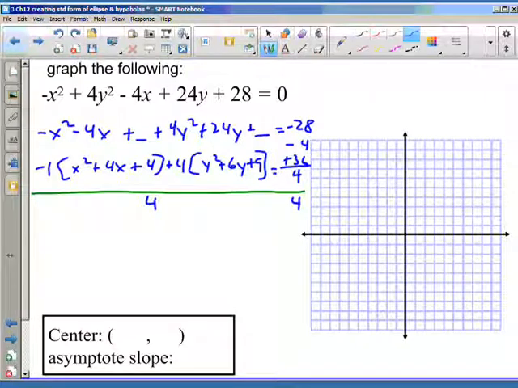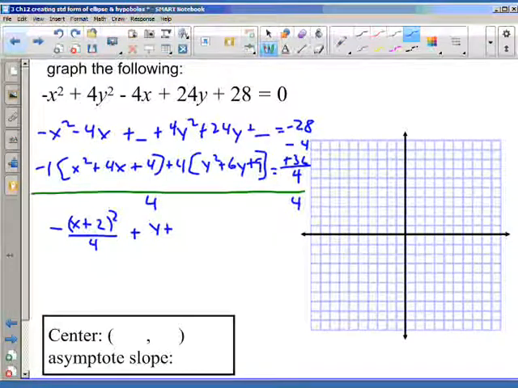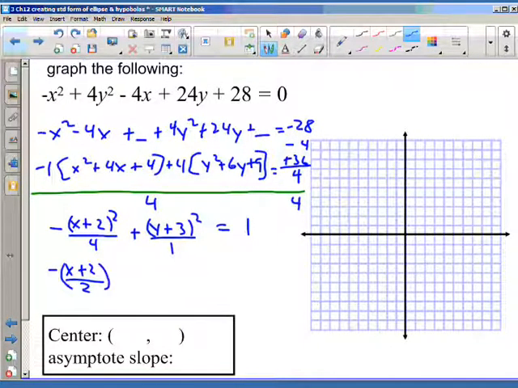That gives me a negative x plus 2 squared over 4. Just a y plus 3 squared because the 4 over 4 cancels. And I can put that over 1. Now to bring the 4 inside, negative x plus 2 over 2 squared plus y plus 3 over 1 squared equals 1. And remember that this negative that sits out front cannot be put inside of a square.